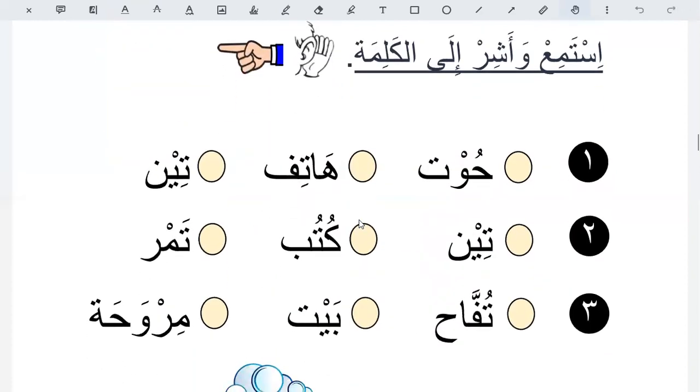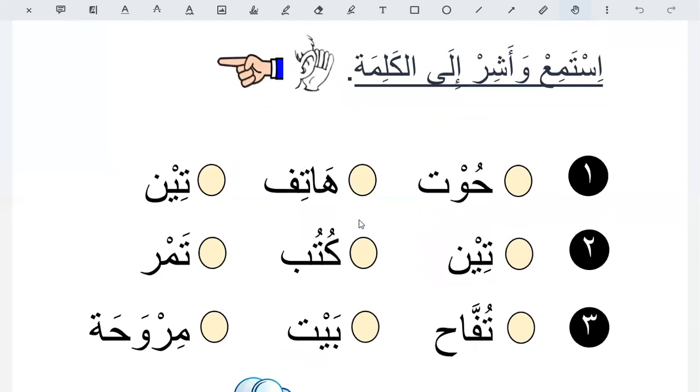Istami wa ashir ila al-kalima. Listen and point to the word. Latifa. Fig. Teen. The third one. Books. Kutub. Second one. Good. Fan. Mirwaha. Third one. Riyan. Telephone. Hatif. Dates. Tamr. First one. Then apple. Tufaha. First one.